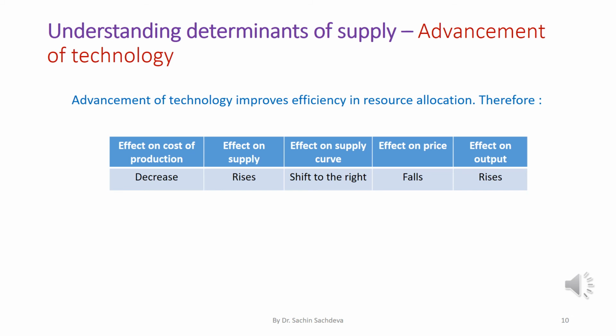So better use of resources, or finding a way of increasing the speed of output, so greater output is produced in the same amount of time. All this will lead to an increase in the supply. So the supply curve will shift to the right. As a result, price will fall and output may rise.